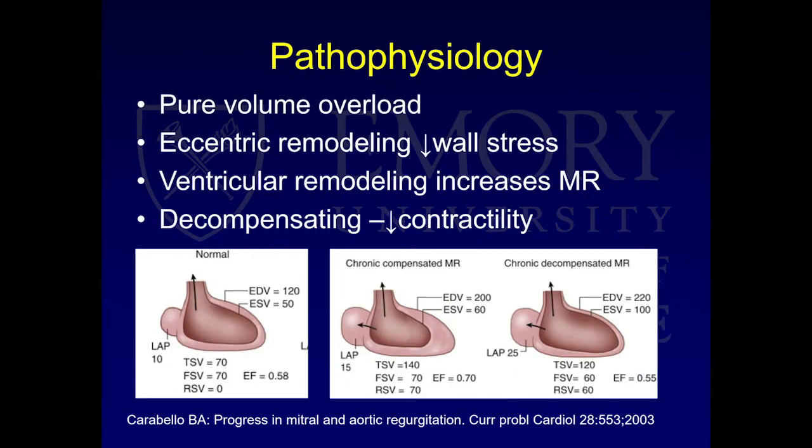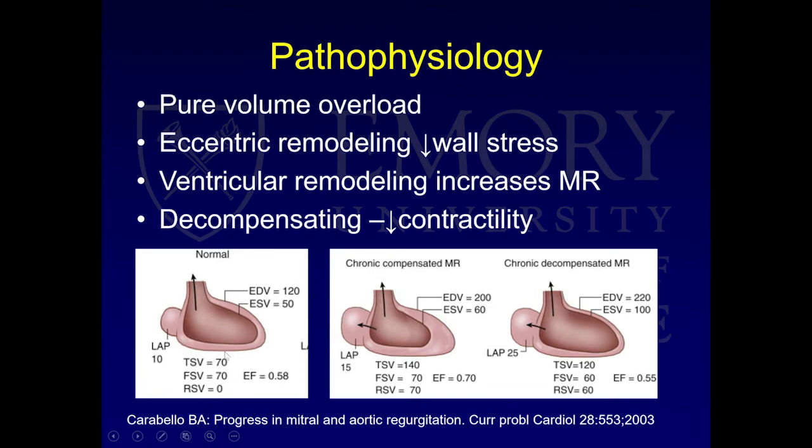So let's briefly review the pathophysiology of mitral regurgitation, or why we care. There's a cartoon here for us to review. This is a normal situation with normal end diastolic and systolic volumes. This patient would have a normal ejection fraction and no regurgitation, and the total stroke volume was the same as the forward stroke volume. It all goes through the outflow tract, and the filling pressures are normal.